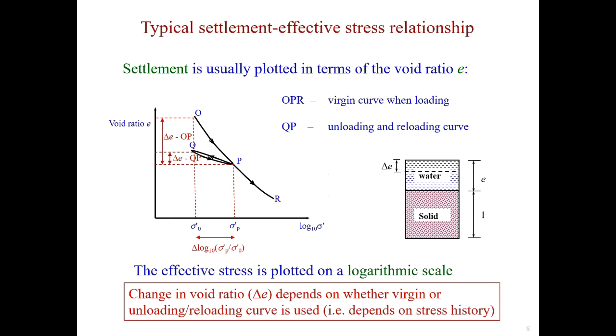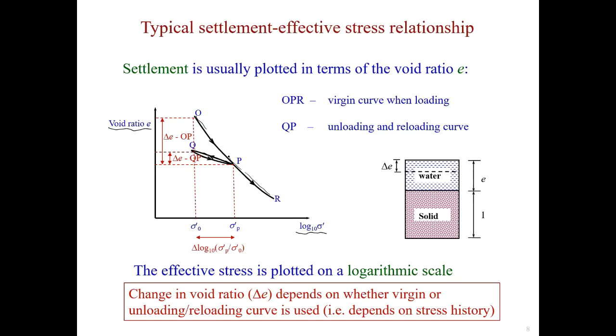So this is a typical void ratio and effective stress relationship. Void ratio e, against the effective stress in the log scale. Normally this line OPR is the virgin loading curve, and this QP is the unloading and reloading curve.